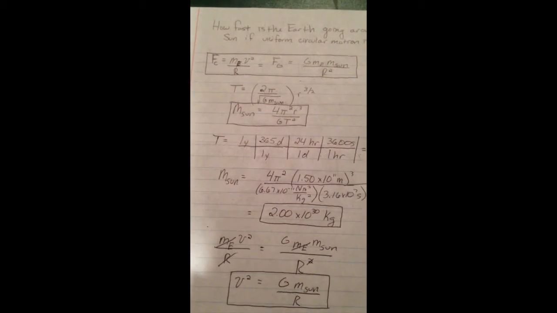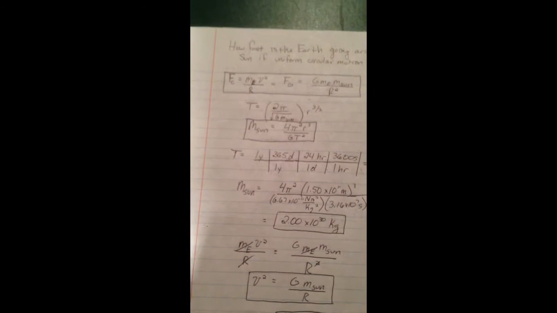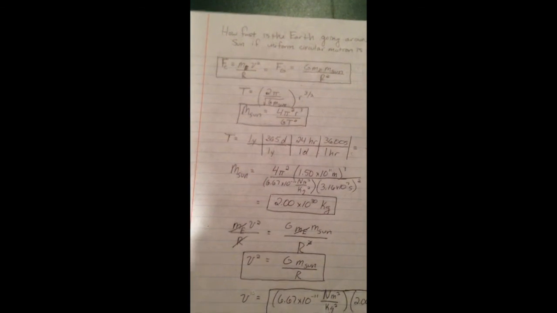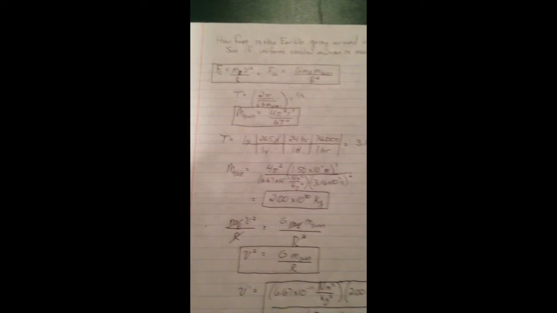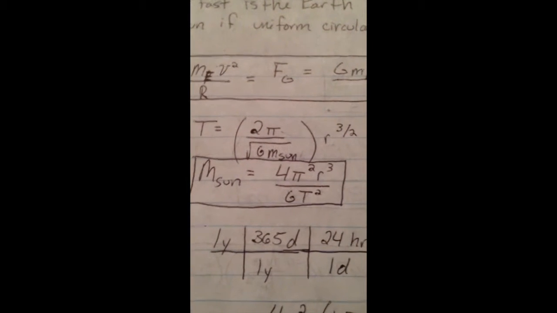Using Kepler's third law, we can find the mass of the sun. We use the equation stated earlier with a constant of 2 pi over the square root of the Cavendish constant times the mass of the sun, and then we multiply that by r to the 3 halves. Solving for the mass of the sun, we get 4 pi squared r cubed over G T squared. Now, to find the T, we have to convert years to seconds. By doing those calculations, we get that T is equal to 3.16 times 10 to the 7 seconds.